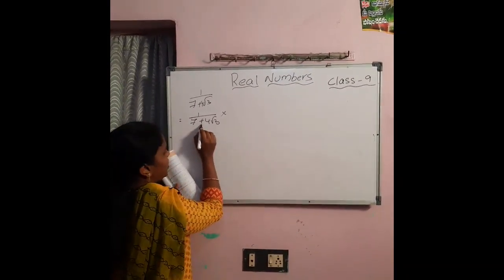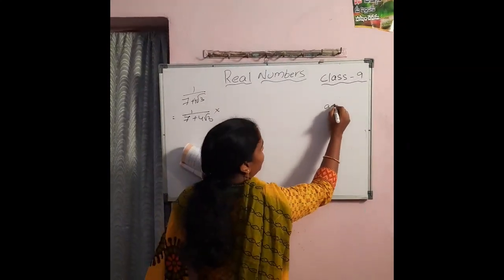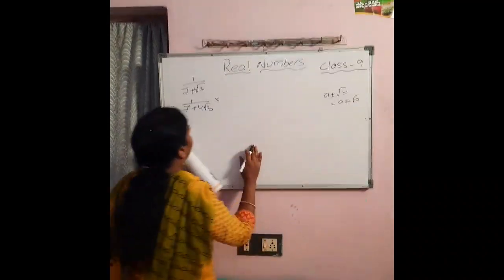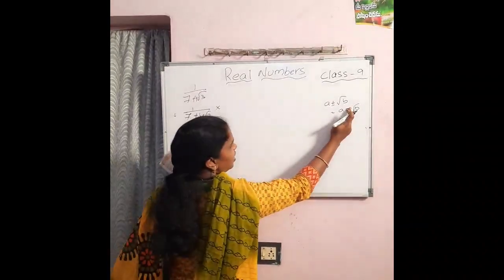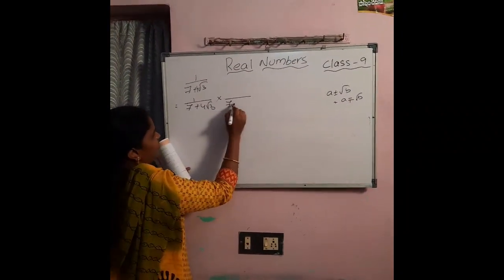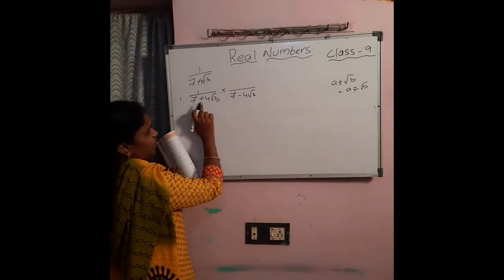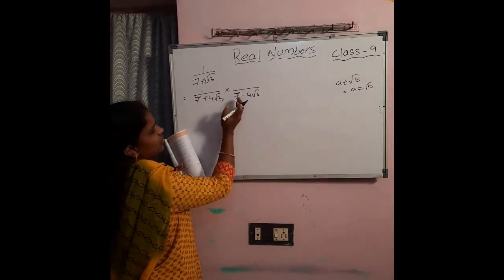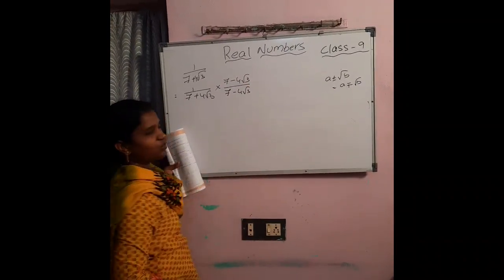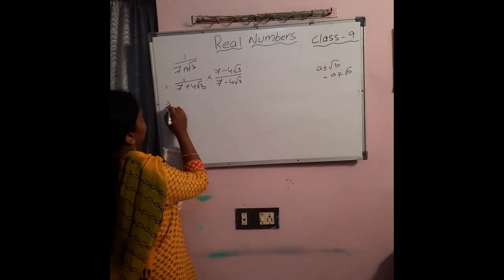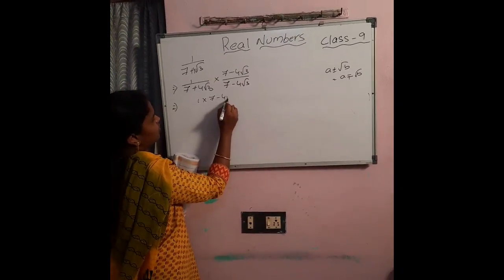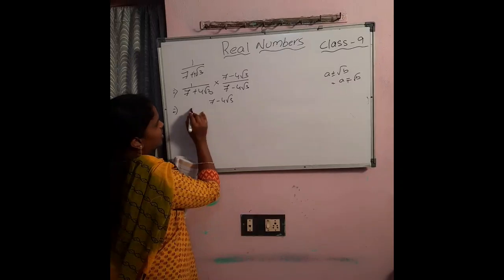So here it is plus. As I said, the conjugate of a plus or minus root b is a minus or plus root b. Here it is plus, so we have to convert it to minus. So 7 minus 4 root 3. If it is given minus, we convert it to plus. The denominator is multiplied, so the numerator also should be multiplied so that the number doesn't change. So multiply: 1 into 7 minus 4 root 3, we get 7 minus 4 root 3.